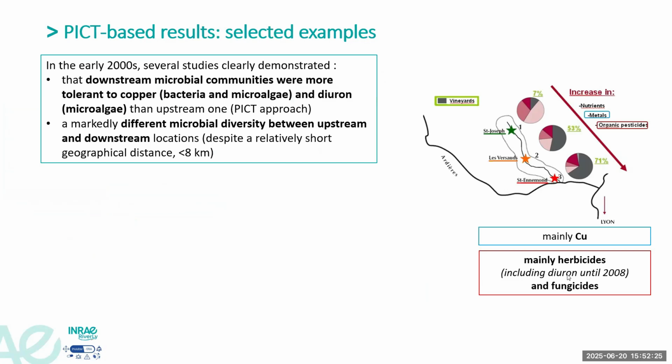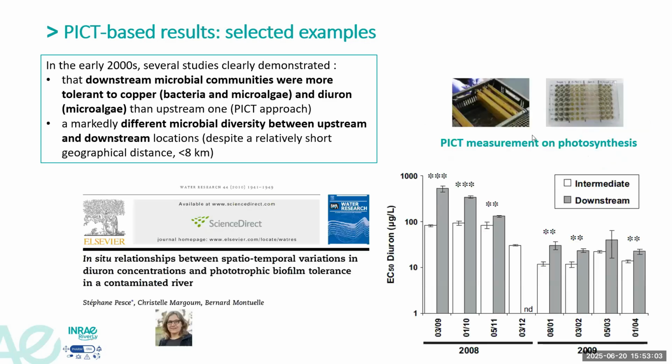And 20 years ago, several studies were performed to show that microbial communities that were collected downstream, here at station number 3, were more tolerant to copper and Diuron than communities collected upstream. And we also showed that microbial diversity differed between the different stations.